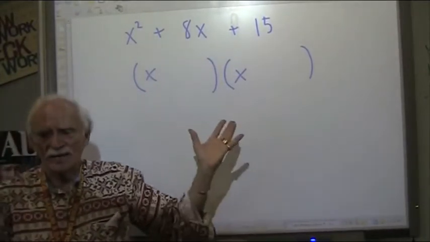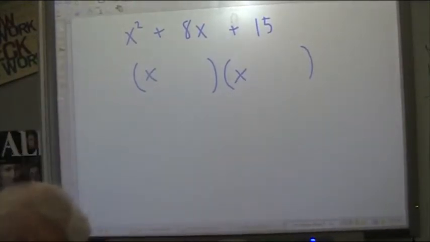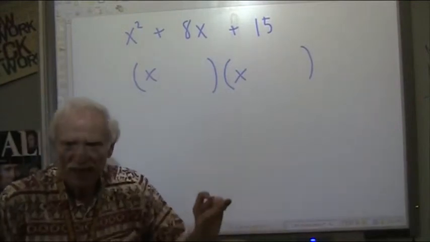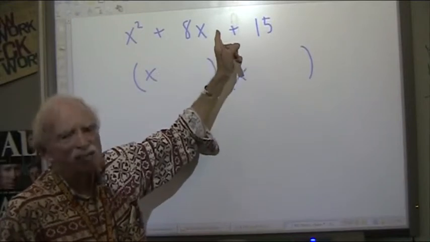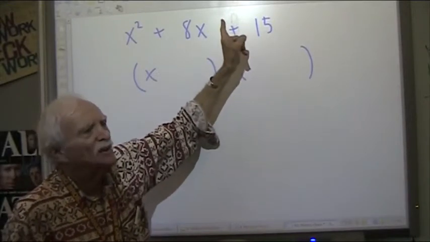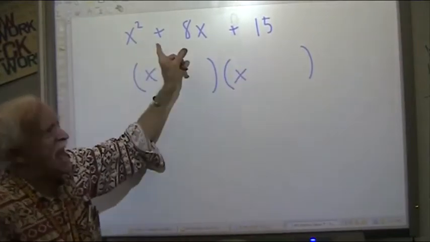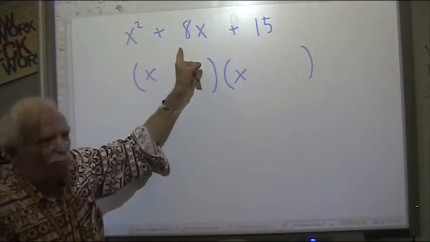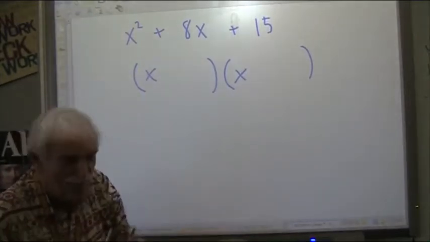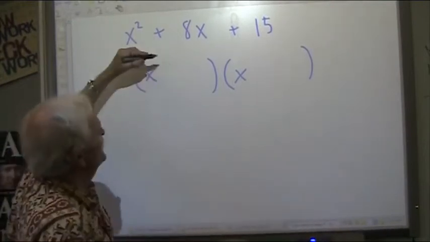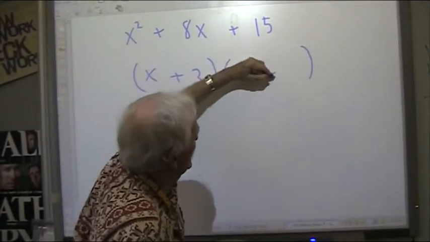And now, ladies, you state this set of words: I seek multiplying factors of the constant term of plus 15 that add up to plus 8, the middle term. And what are they? 5 and 3. So I'm going to put a plus 3 and a plus 5.